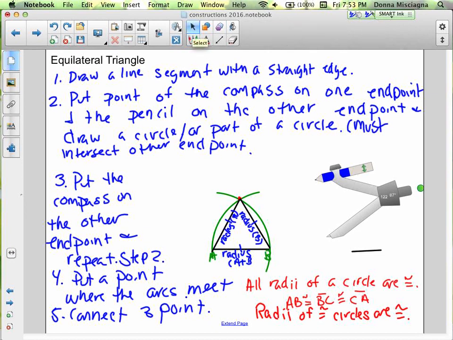So while I'm fixing the A, now you know how to construct equilateral and isosceles triangles.